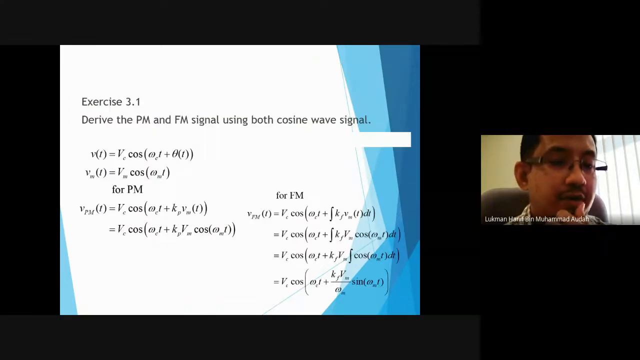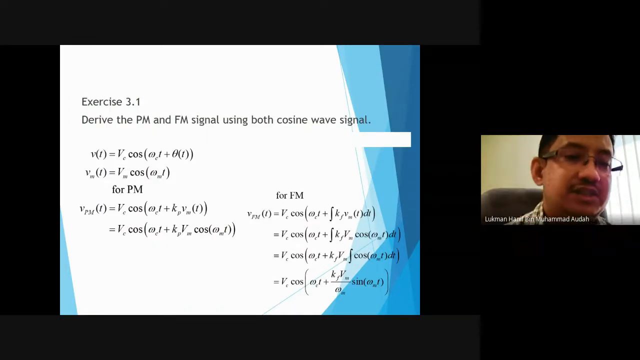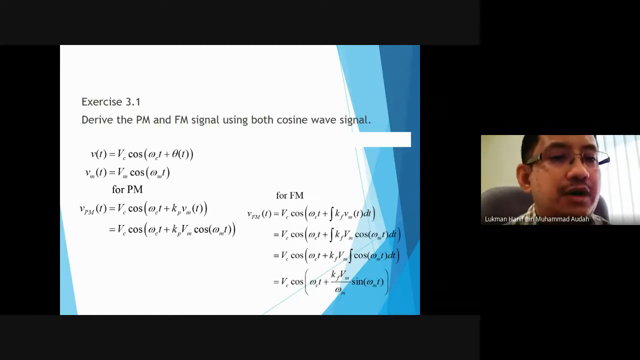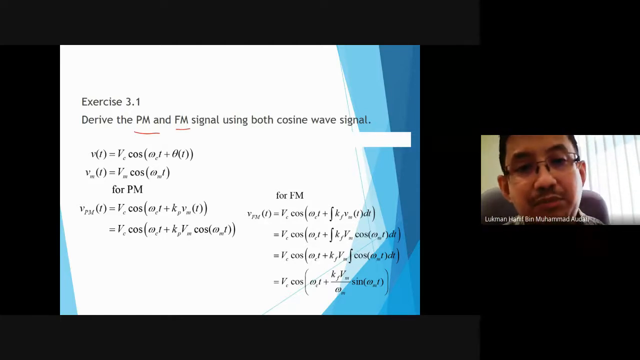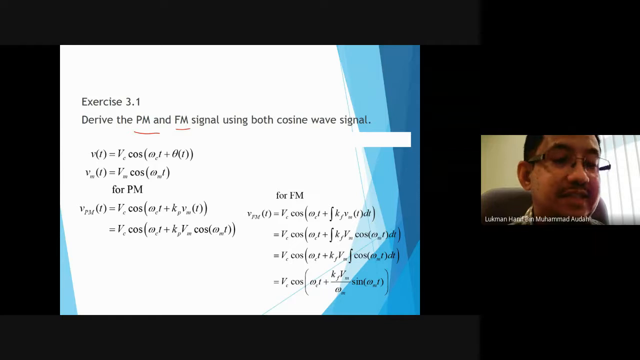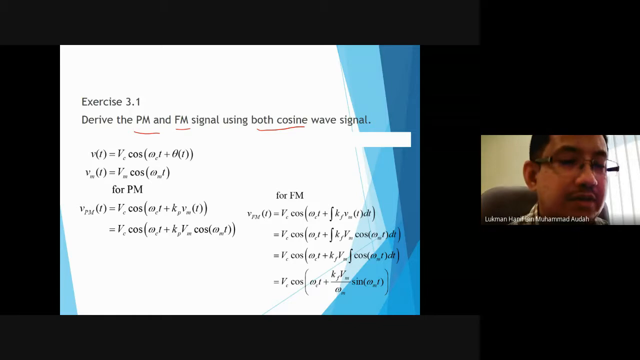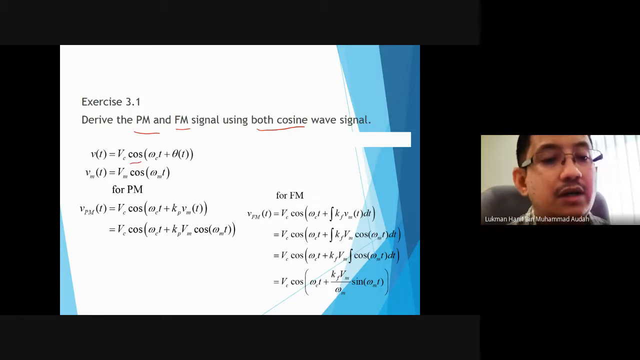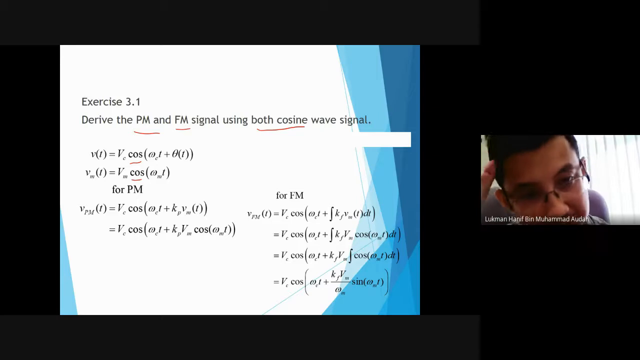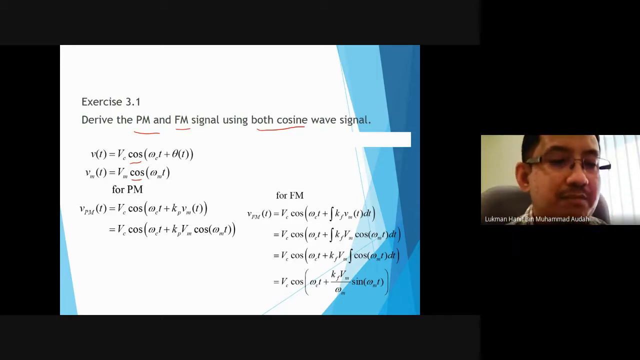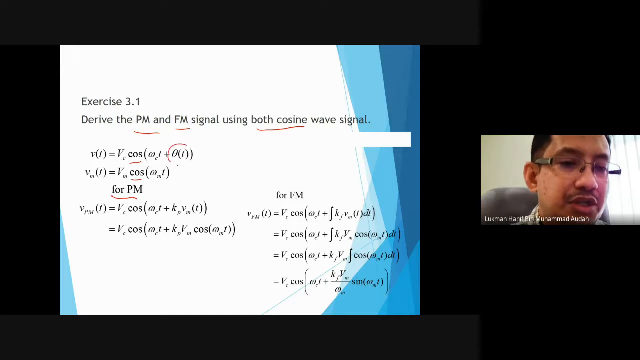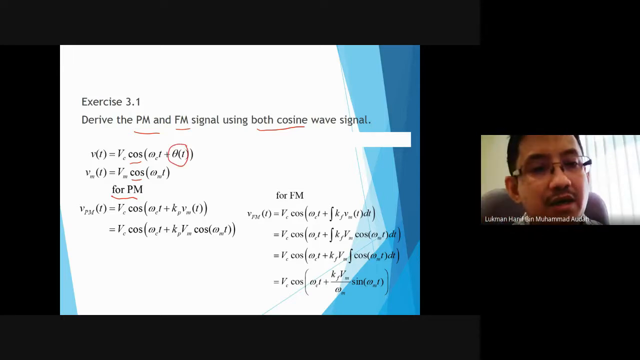Okay. So the first exercise 3.1, you need to derive FM and also PM signal using both cosine and cosine wave signal. Dia ada bagi tahulah. Kedua-duanya cosine, maknanya general equation menggunakan cos, VMT menggunakan cos. Okay. So for PM, remember for phase modulation, we need to change theta t with Kp VMT. Okay, so therefore we change it into Kp VMT.